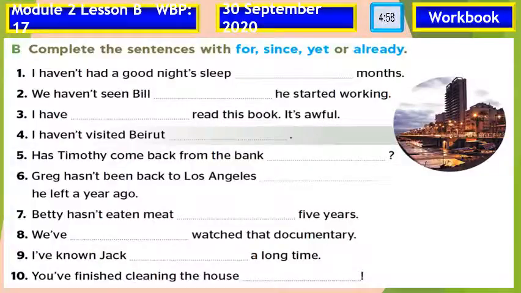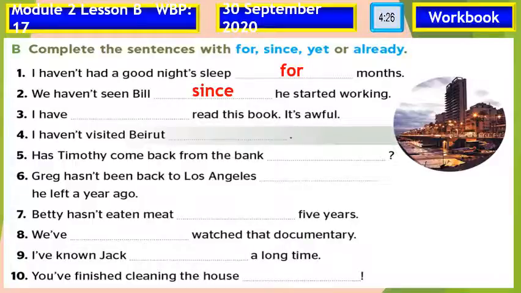I want you now to pause the video and try to do this one. Move on to your workbook, page 17, exercise B. Complete by using for, since, yet, or already. Okay, now let's check the answers. I haven't had a good night's sleep. Yes, for months. That's right. I'm talking about duration. We have been busy since he started working.